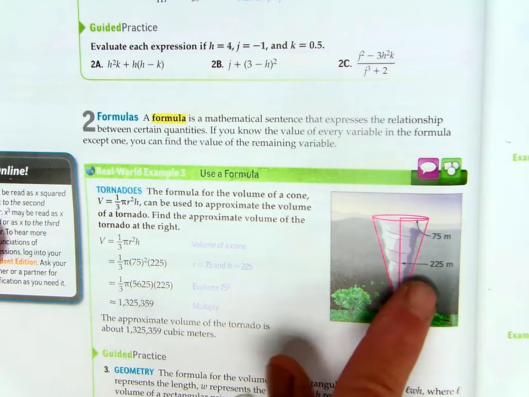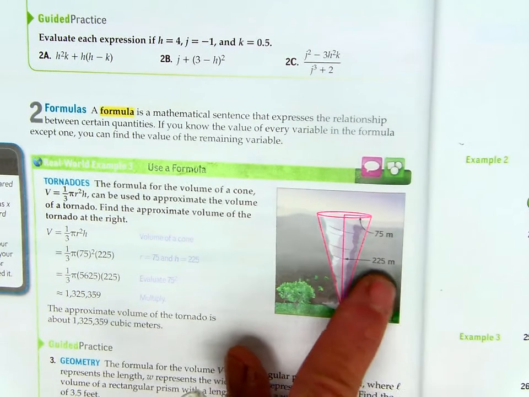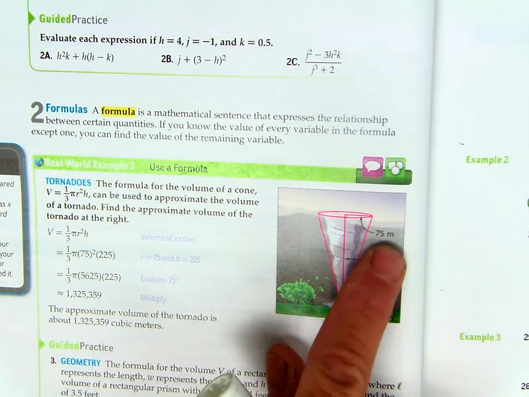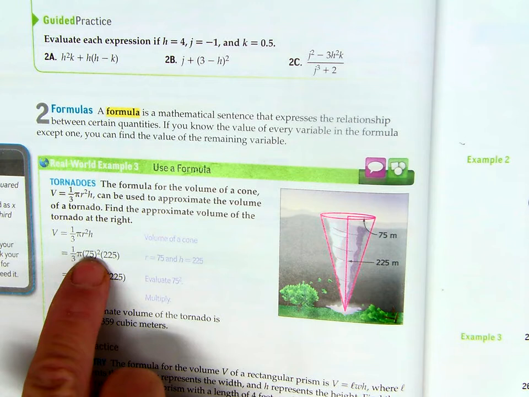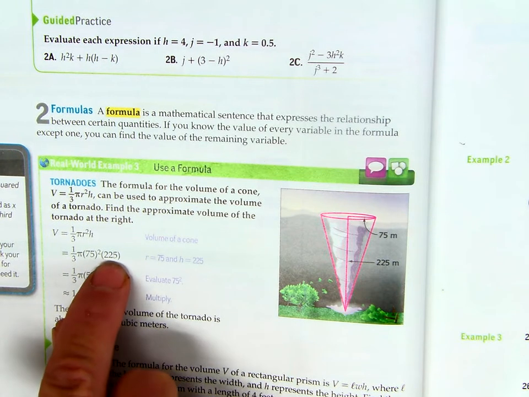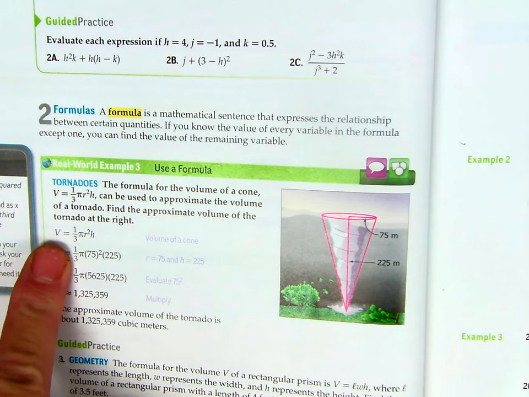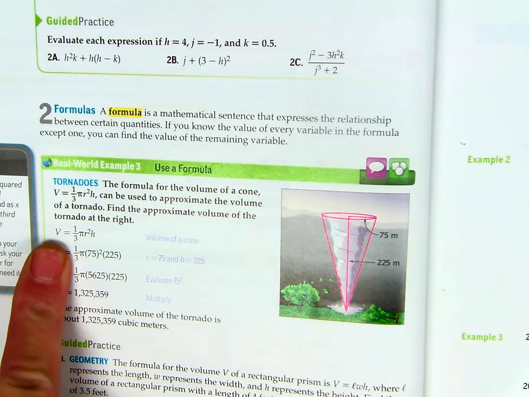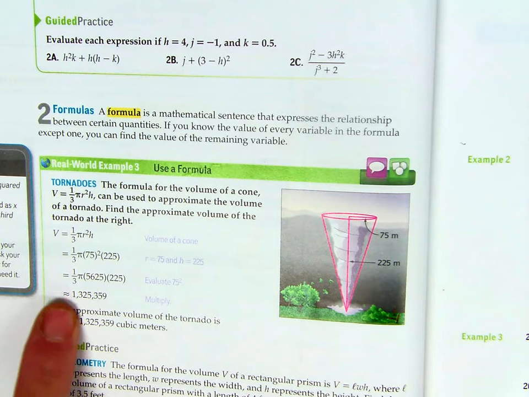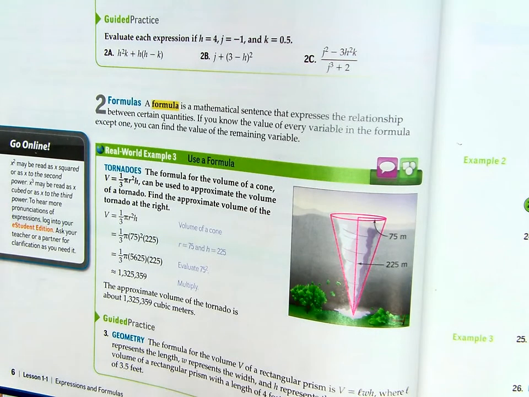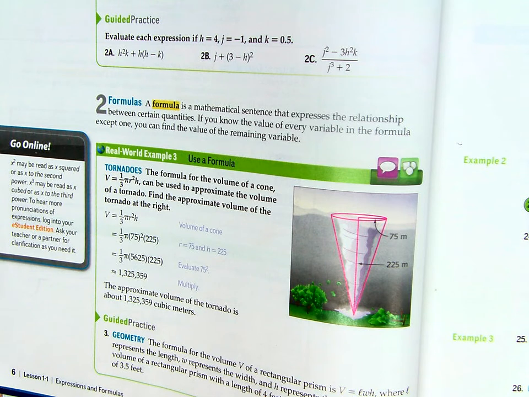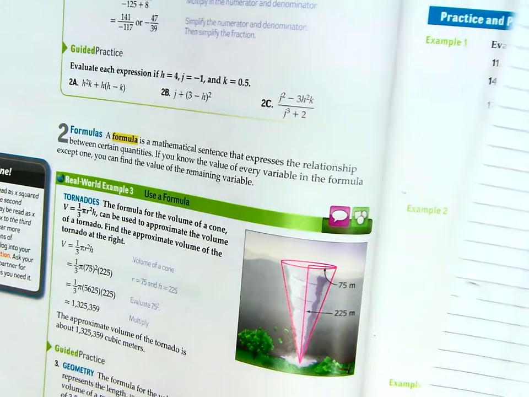Over here in the picture, here's the height, here's the radius. For R, plug in 75. For H, plug in 225. And then continue using the order of operations until you can't go any farther. In short, just plug the numbers in and work it out. So let's look at the work.